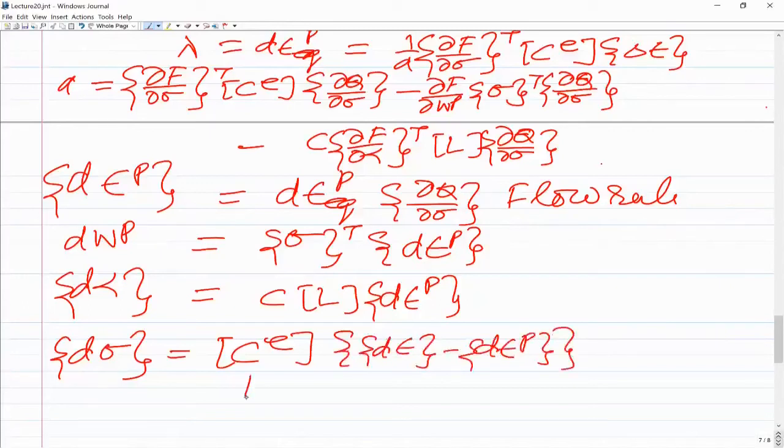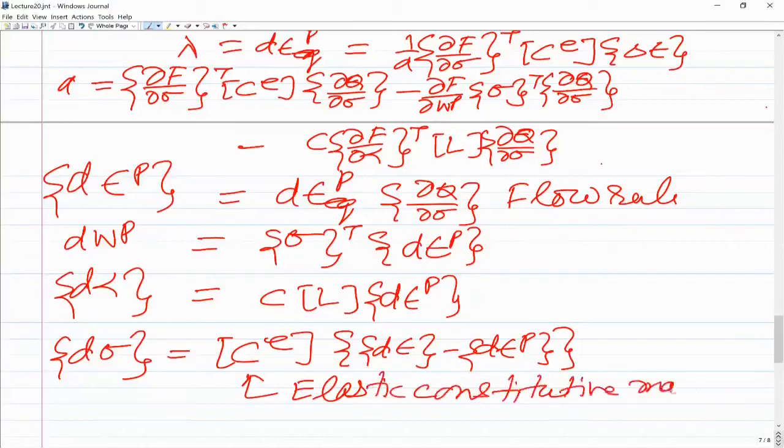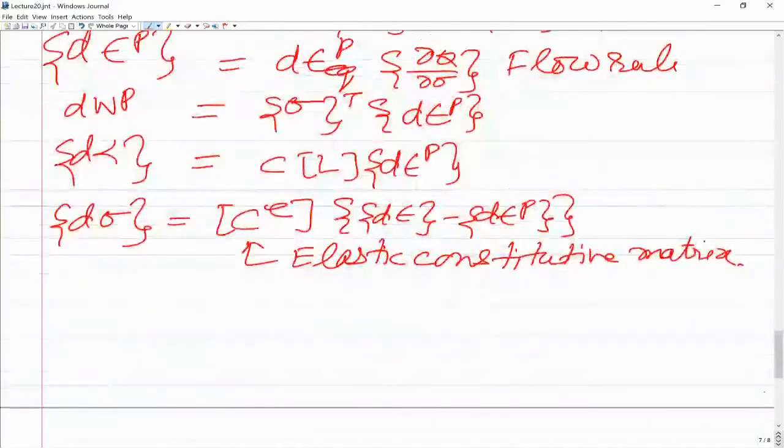Where now we have already said, no, this C is coming, that is the elastic constitutive matrix. So these are the kind of equations you are dealing with within the elastoplastic analysis. So this is just a kind of summary. Now there are simpler approaches also for solving this elastoplasticity problem.